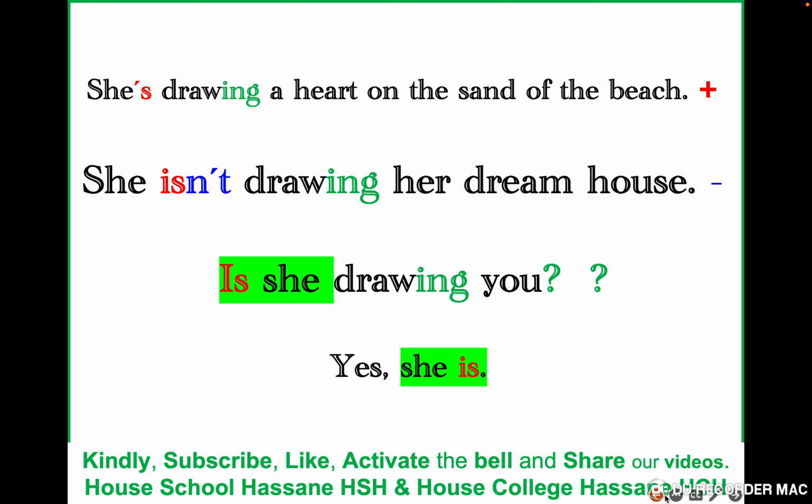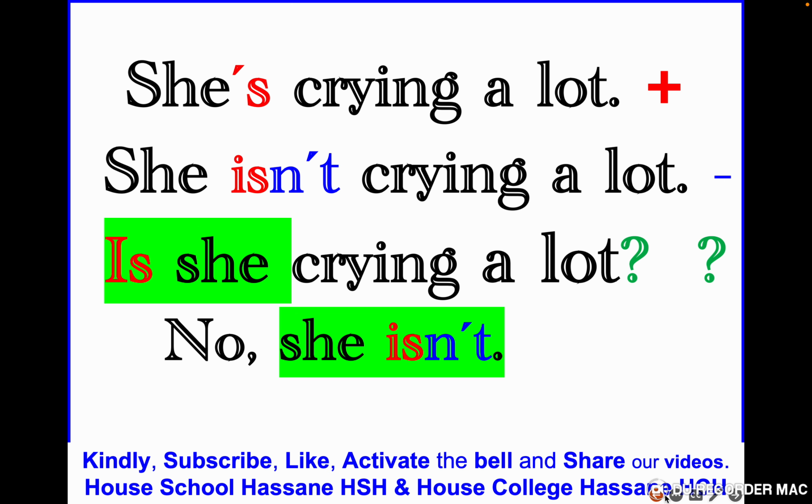So I'm not going to repeat this in the other slides; just understand it from the very first slide. What we are dealing with is present continuous. The action is happening now, even if we don't have the word now in the sentence. Let's repeat after me these examples. She's drawing a heart on the sand of the beach. She isn't drawing her dream house. Is she drawing you? Yes, she is. Please don't move. Let's go to the next slide.